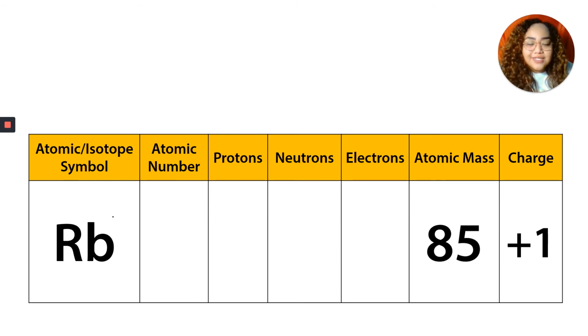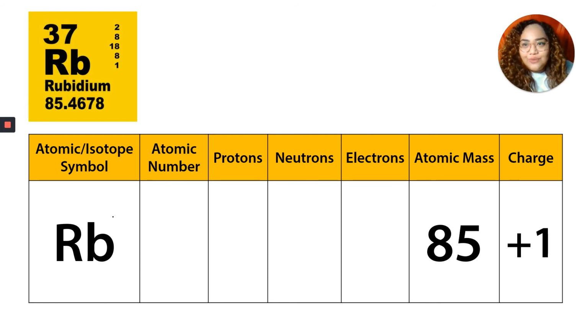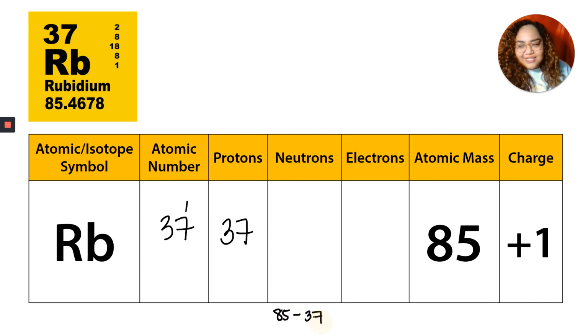You are given the chemical symbol Rb, with an atomic mass of 85 and a charge of +1. If you look at your periodic table, you will get 37 protons for Rb. So 37 protons, therefore, what will be its atomic number? It will still be 37. Now, because the atomic mass is already given, you just have to subtract 85 minus 37. So what will be the number of neutrons? Wait a minute, I'm still calculating. We are going to get 48.